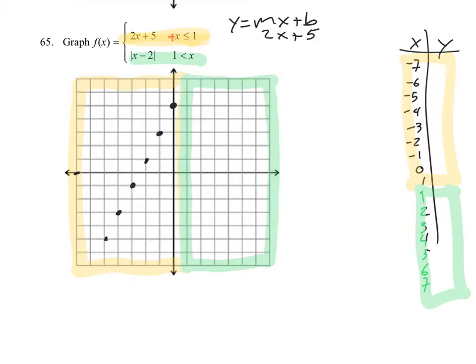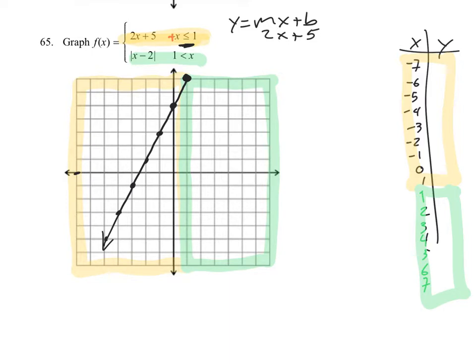By the way, I should recognize that 2x plus 5, or y equals mx plus b, is a line. So this is just going to be a line. There's nothing more complicated about it than that. But the real interesting thing is what happens right here at 1. Because at 1 it says it could be equal to 1. So when I get to 1, I'm going to make a solid dot and color it in. All right. That's all there is to it for that one.